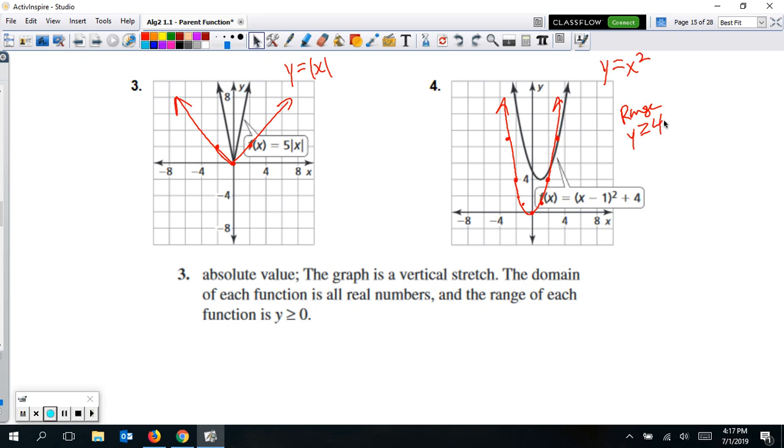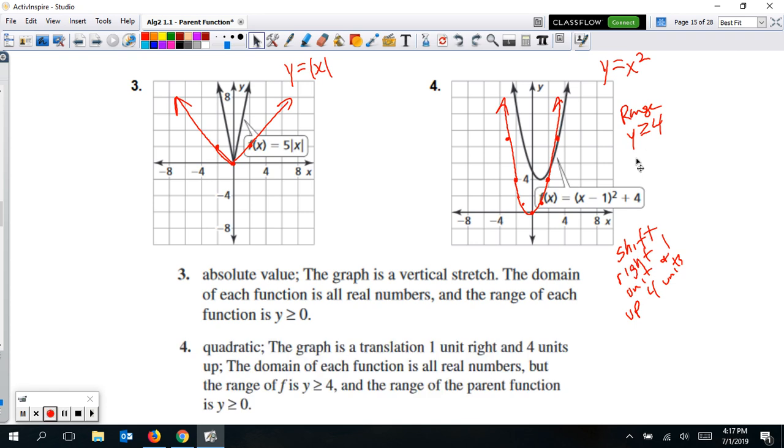One thing we know we did change here is that the range also changed. It moved up. It's no longer y is greater than 0. It's now up here at 4, because the highest or the lowest point of this now is at 4. It also shifted right 1 unit and up 4 units. So that's another thing it did that's different. That's your translation. So you can either write it down the way I kind of wrote it here. This is what's different between these two as we look at it.